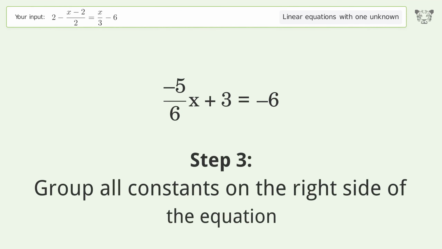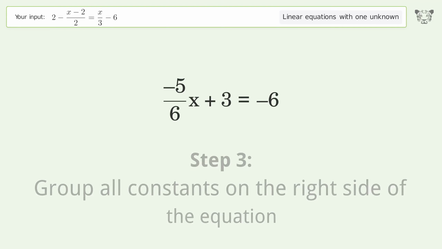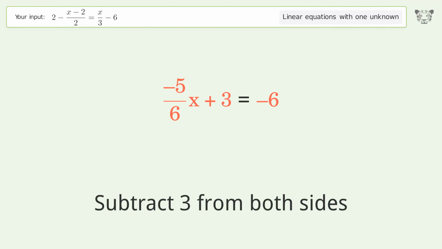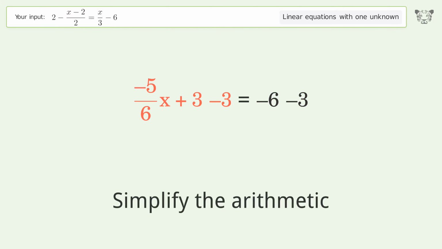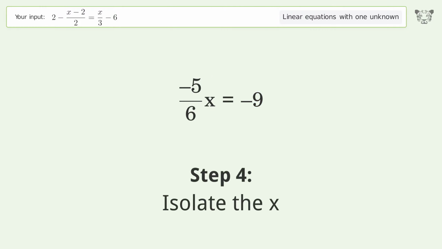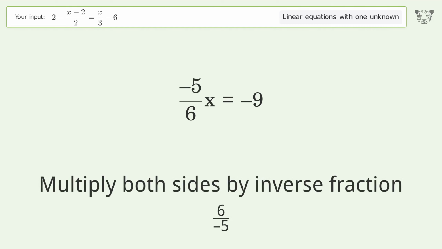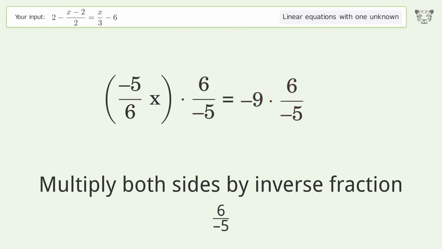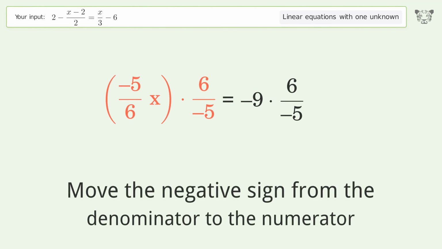Group all constants on the right side of the equation. Subtract 3 from both sides. Simplify the arithmetic. Isolate the x. Multiply both sides by inverse fraction 6/5. Move the negative sign from the denominator to the numerator.